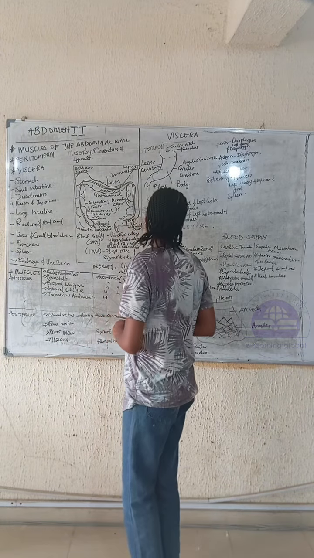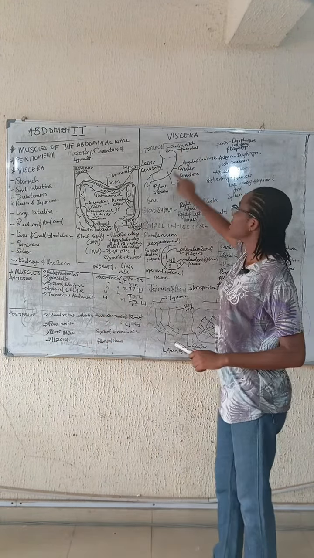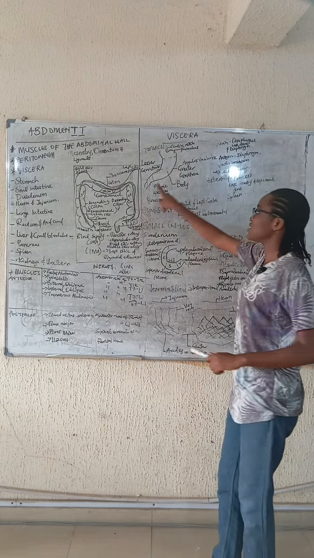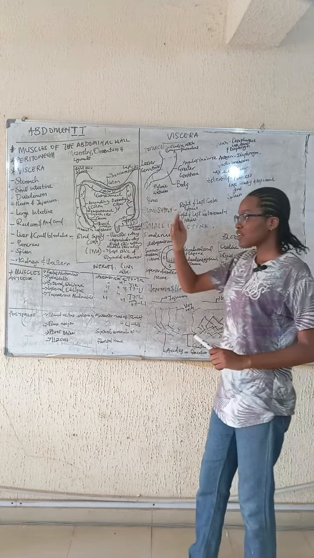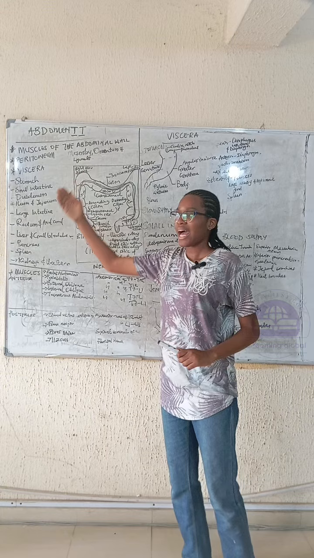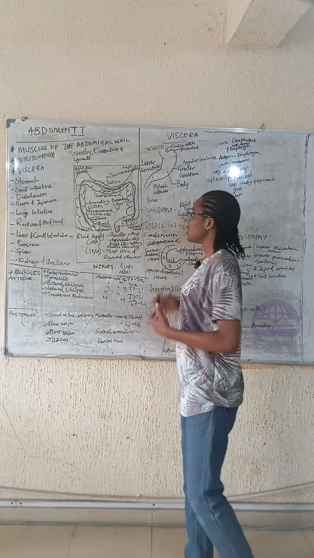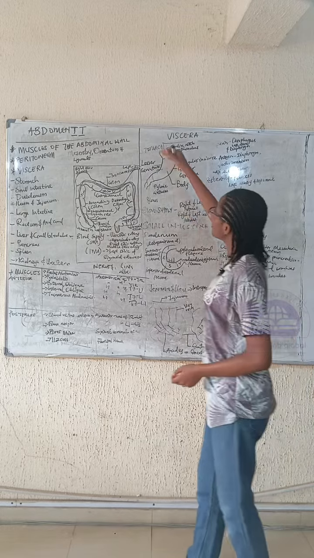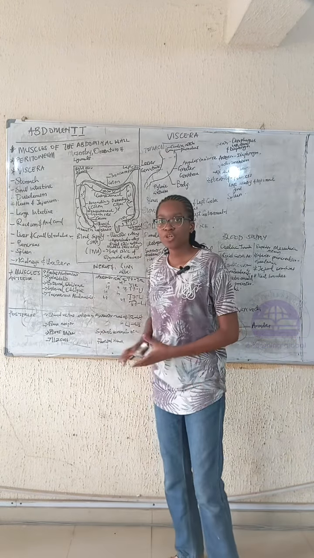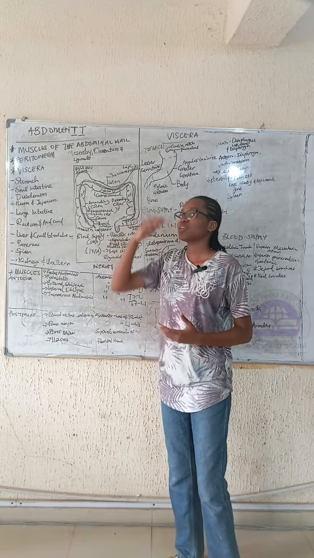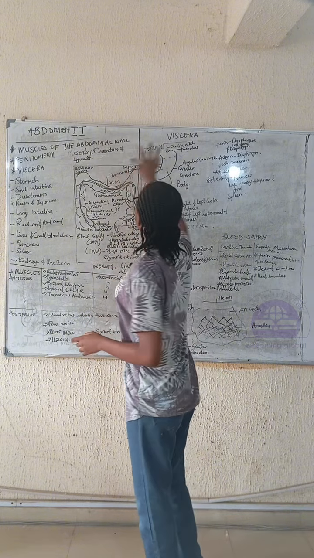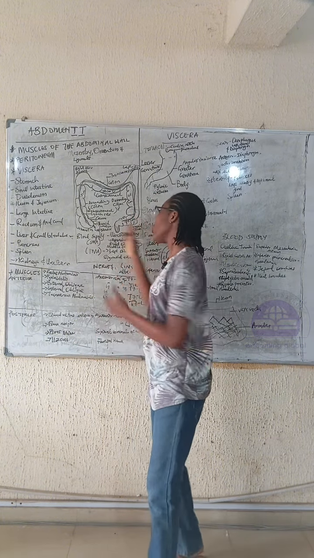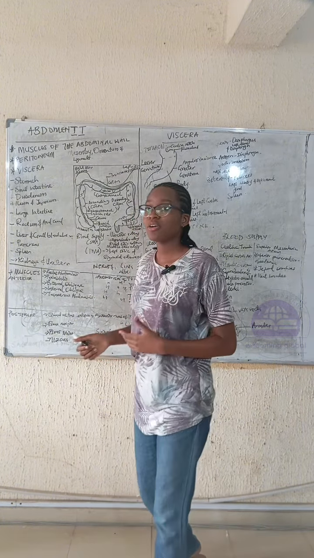The greater omentum is related to the greater curvature, so it extends downwards from the greater curvature of the stomach and rolls back up and has relations to the transverse colon. The lesser omentum is more or less related to the lesser curvature of the stomach and extends to cover it up.